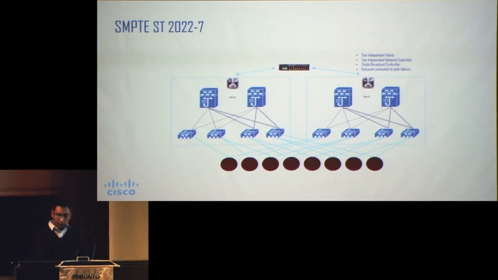And if you see the endpoints, they are actually connected to both Fabric A and Fabric B. That way, a receiver can actually receive the stream from both Fabric A and Fabric B. In this case, if something happens to Fabric A, some link goes down or some switch goes down, it will still keep receiving the flow from Fabric B. And then basically, depending on that, it can actually choose the best stream to pick, and you will actually not lose any packets in a 2022-7 environment.